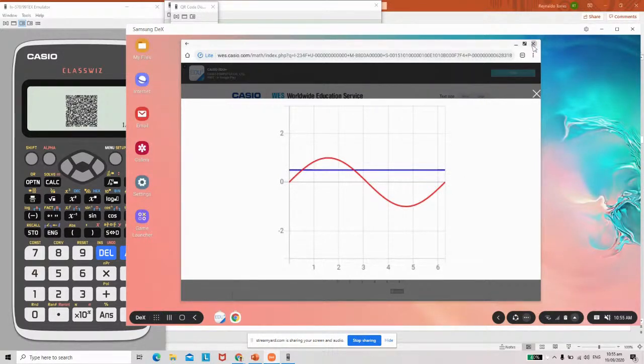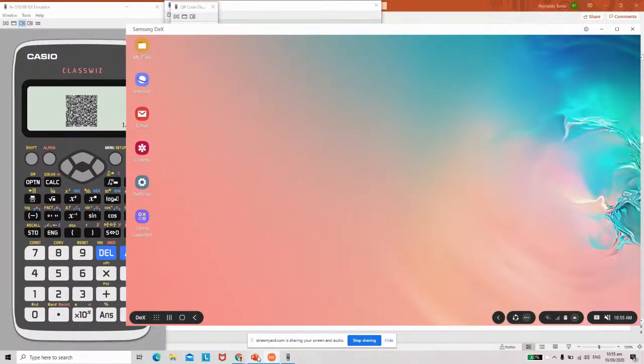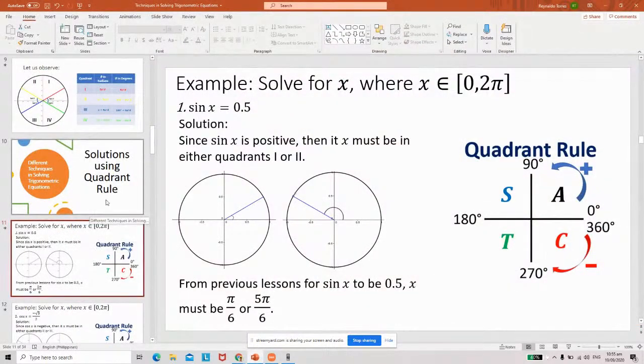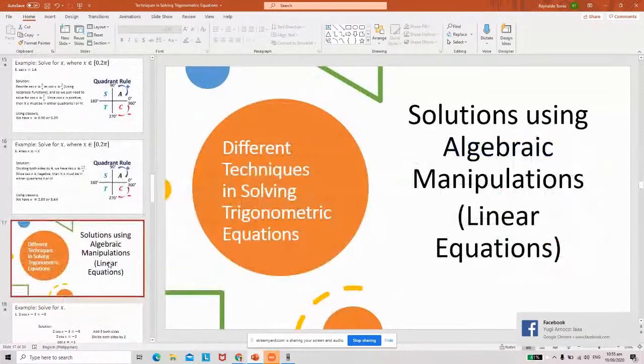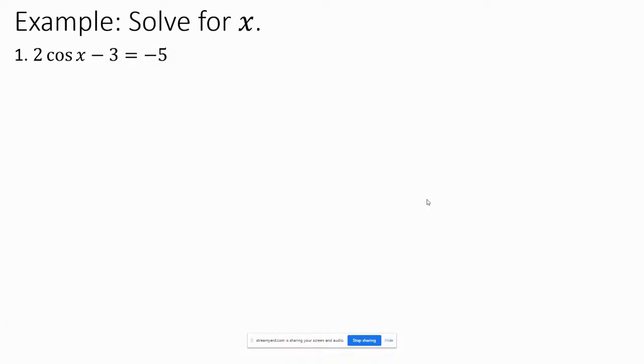So, let us continue with our presentation. Okay, so let us try to have now algebraic manipulations. This time we will be using different algebraic manipulations. Okay po? So example, solve for x: 2 cosine x minus 3 equal to negative 5. Okay? So, how do we do this?